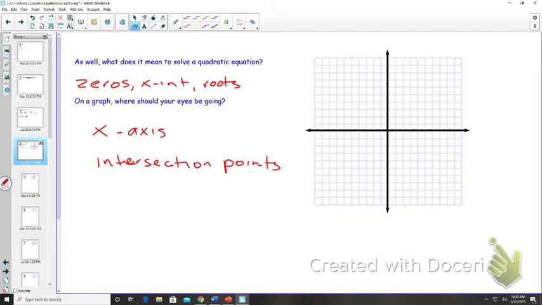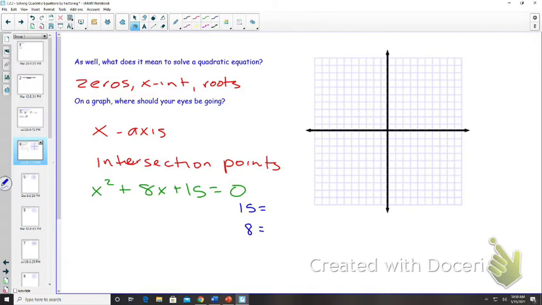Let's do an example here. Let's say we have x squared plus 8x plus 15 is equal to 0. Okay, that's our function. So let's solve this by factoring. What is going to give us a product of 15 and what is going to give us a sum of 8?